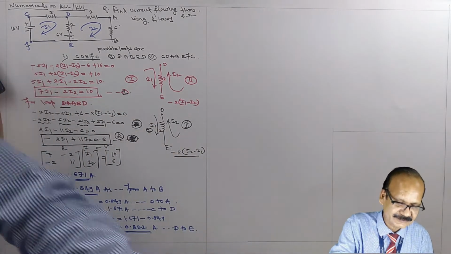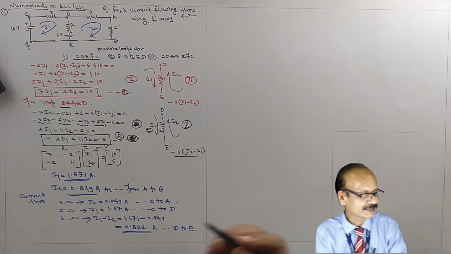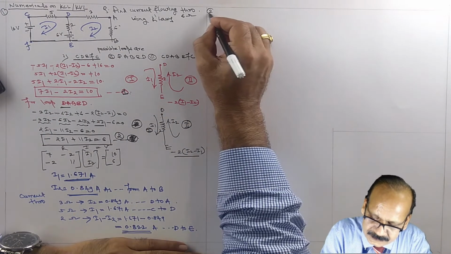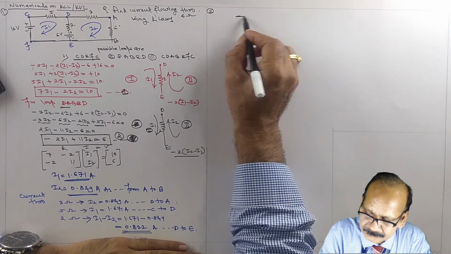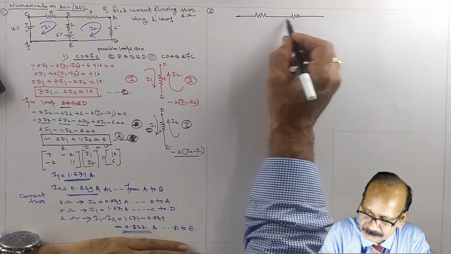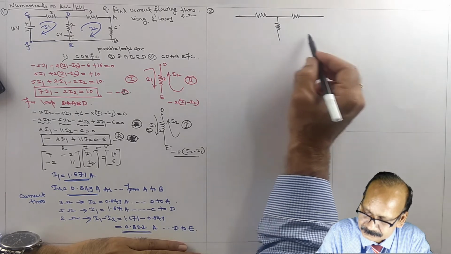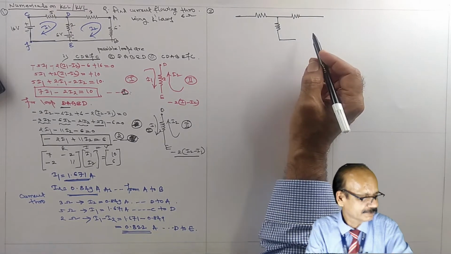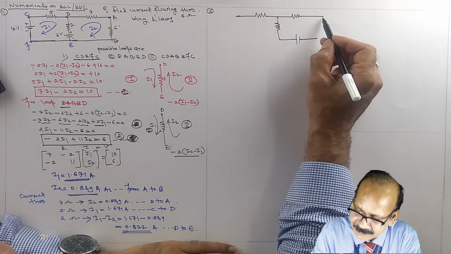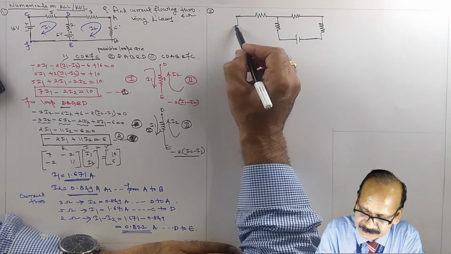Now let's have another numerical. This is the second numerical. Here we have to consider the battery. Say this is plus minus, and this one has a certain resistance, and here it is, say, battery.